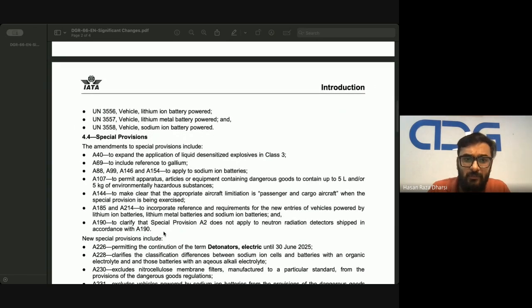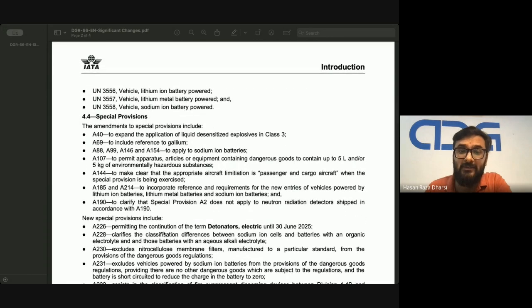Coming up to A107 to permit apparatus, articles, or equipment containing dangerous goods to contain up to 5 liters and/or 5 kg of environmentally hazardous substance. A144 to make clear the appropriate aircraft limitation in passenger and cargo aircraft when the special provision is being exercised. So they have now given the appropriate aircraft limitation in A144 for passenger and cargo both. A185 and A214 to incorporate references and requirements for the new entries of vehicles powered by lithium ion, lithium metal batteries, and sodium ion batteries, and A190 to clarify that the special provision A2 does not apply to neutron radiation detectors shipped in accordance with A190.